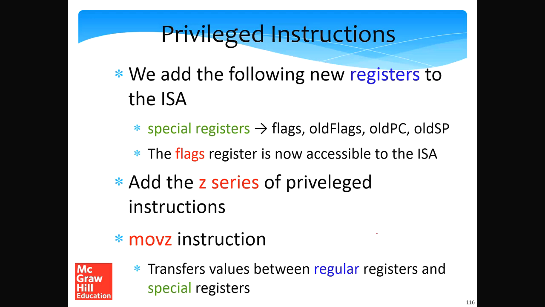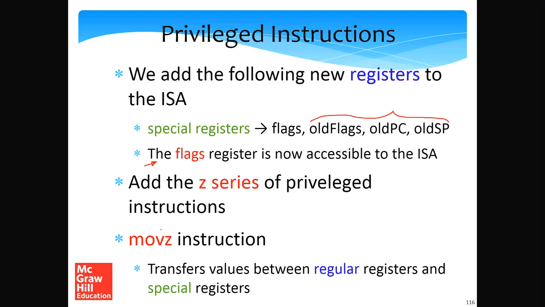So we shall explain in a short while why we need to expose the flags register to the ISA. But these are the other privileged registers that we have added: old flags, old PC, and old SP. As I said, we'll discuss this in a short while when you see the assembly code of an interrupt handler. So let us call this the Z series of privileged instructions.